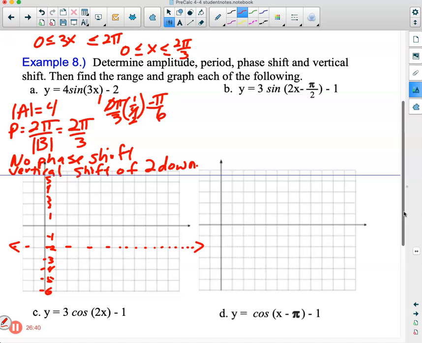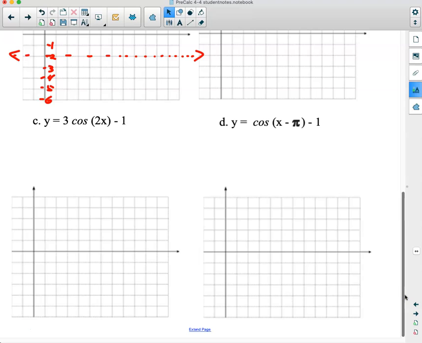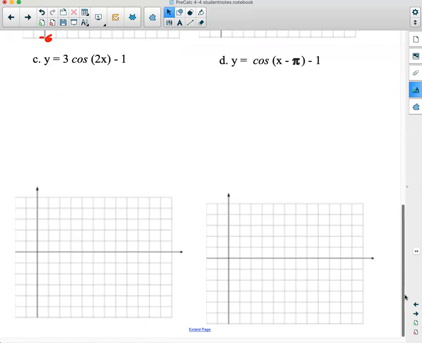There was no phase shift. So it makes sense that it's going to start at 0 and it's going to end at 2 pi over 3 because that was the period. That's what it should do. So now it's all about us finding our values that we need. And I'm going to have to do some spacing here. I need more room.